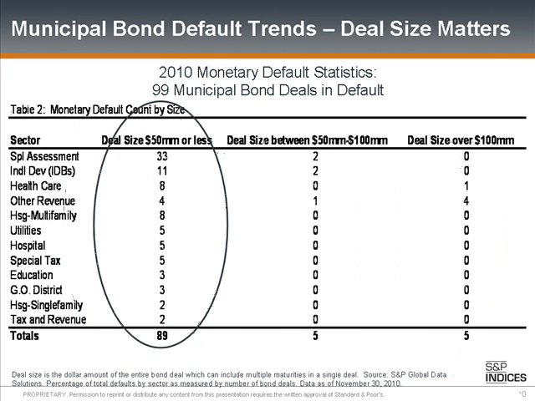Let's look at size of the deal. Using the same statistics, we can see that the majority of bond deals that have defaulted in 2010, 89 in fact, have been from a deal size of $50 million or less. Only 5 deals have defaulted that are over $100 million when it was originally sold. So the size of the deal seems to have an impact on the default risk associated with a municipal bond.